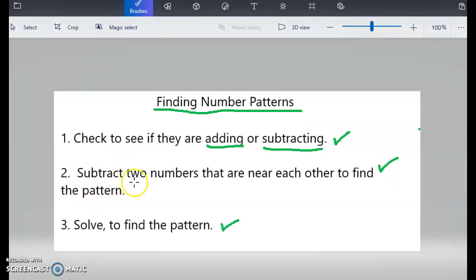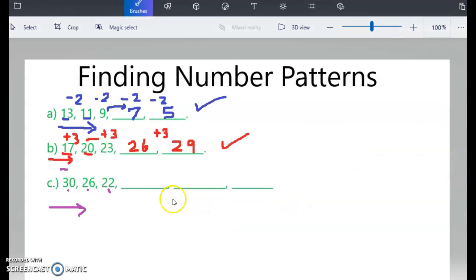And now I need to subtract two numbers that are near each other to find the pattern, to find the rule that they're following. So that would be 30 and 26. Put the bigger number on top, which is 30. And I'm going to go ahead and subtract 26 to figure out the rule that they're following.